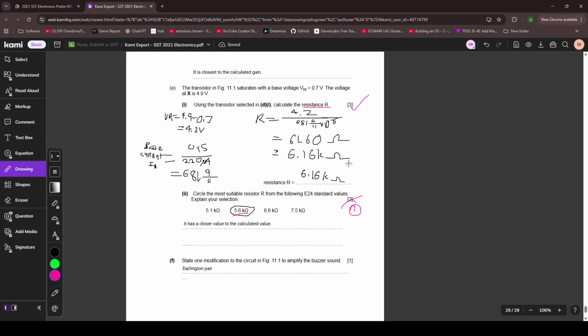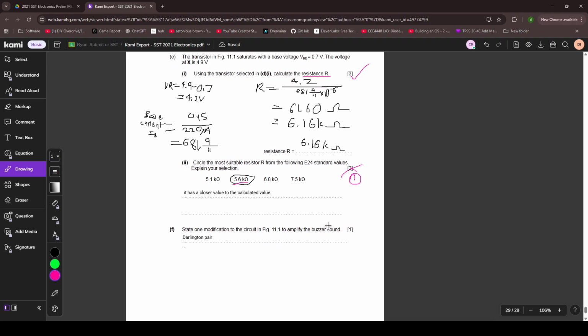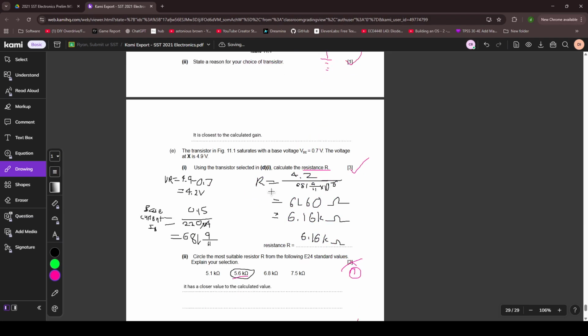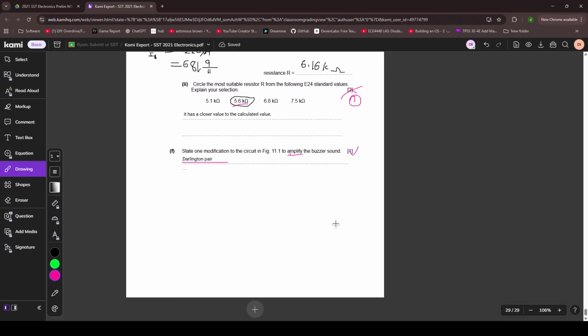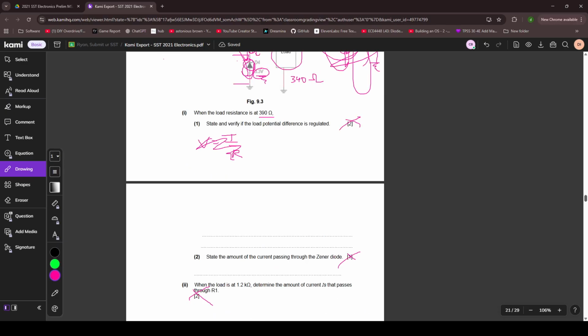State one modification to amplify. Amplify means to amplify the current even further. Darlington pair, correct. That's it. Alright. Time to tally the marks.